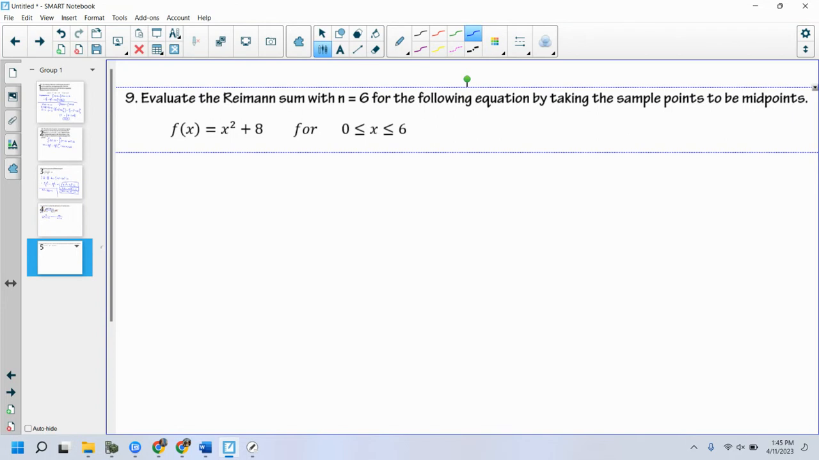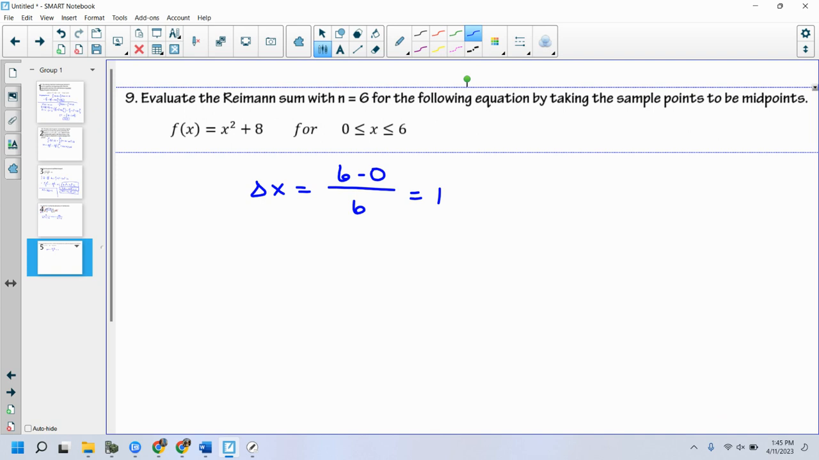Yes. All right, evaluate the Riemann sum with n equals 6 for the following equation. I feel like I should have given you something a little bit more tricky than this. I give you n equals 6 for an interval of 6 units. Delta x is 6 minus 0 over 6, b minus a over n. That turns out to be 1. So we have 6 minus 0 over 6 is 1.